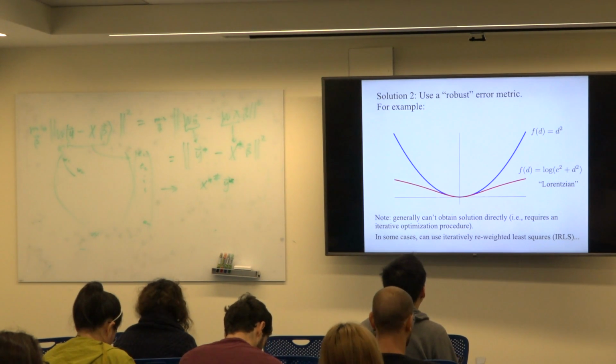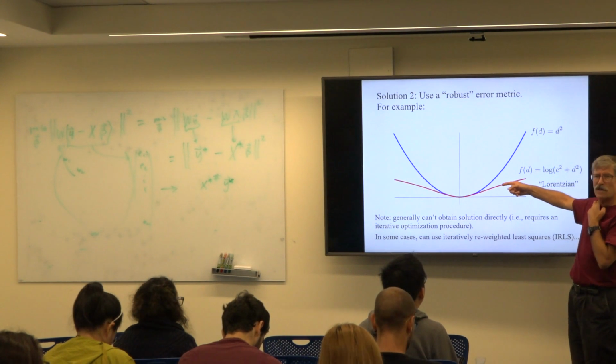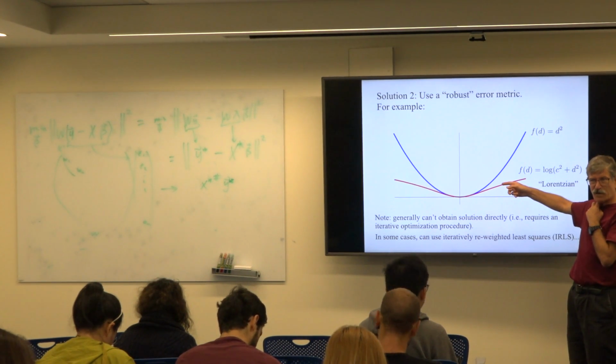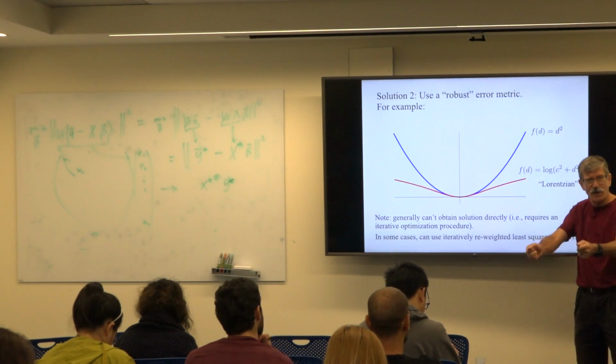Okay. So, I mean, there's no closed form solution to minimize the errors where errors are measured with the red curve. Like there was for the quadratic. You can't just write it down and say, okay, here's what you do.